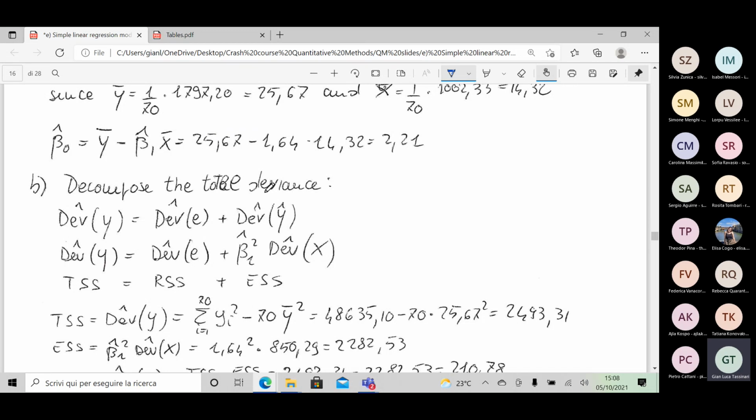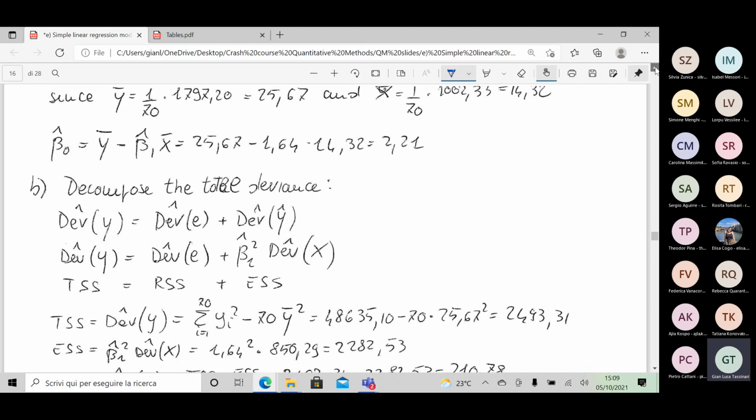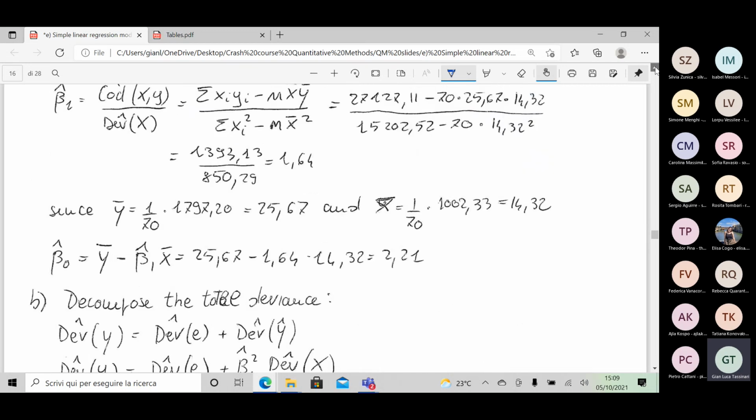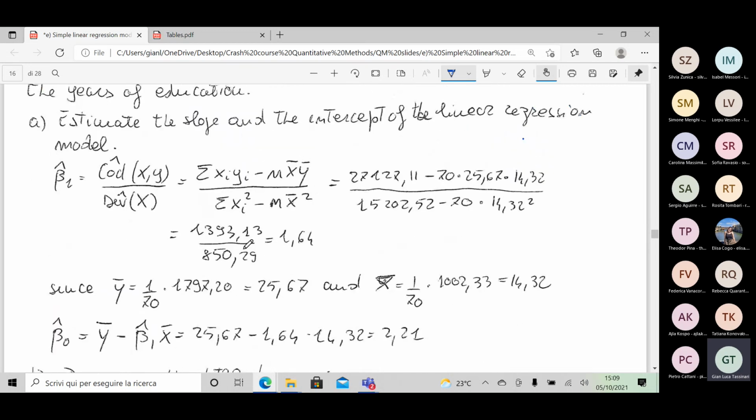Can we compute the explained sum of squares? That is, can we compute the deviance of the y hat, the deviance of regression? Here I reported the formula, for example. If you want to use this formula, you need beta 1 hat squared. Do we have it? Yes, we computed beta 1 at point A. Do we have the deviance of x? Well, we can compute it now. Or we computed it previously. Yes, remember, we computed here already the deviance of x, which was this number.